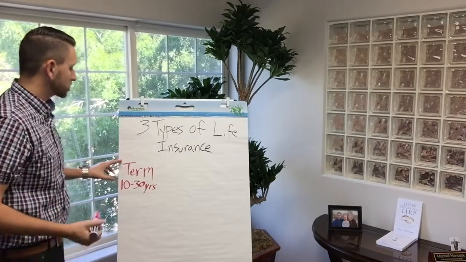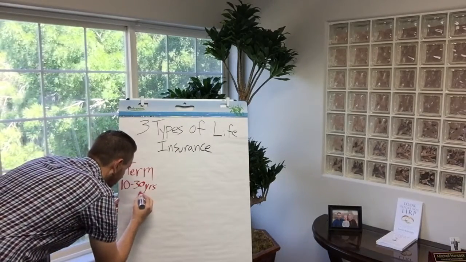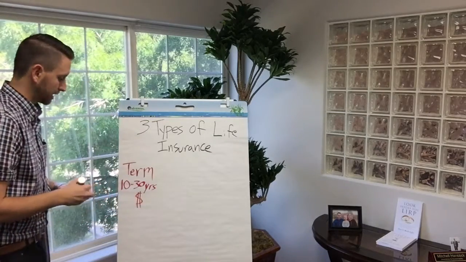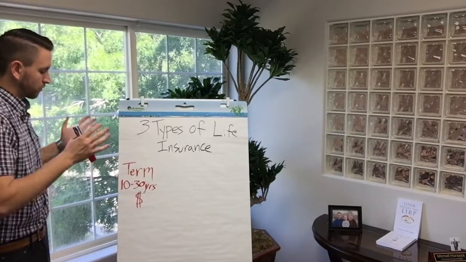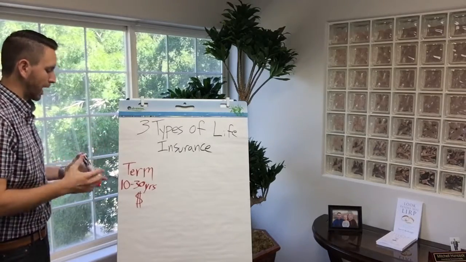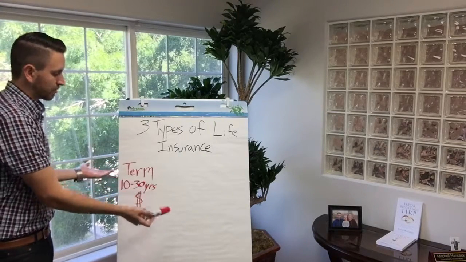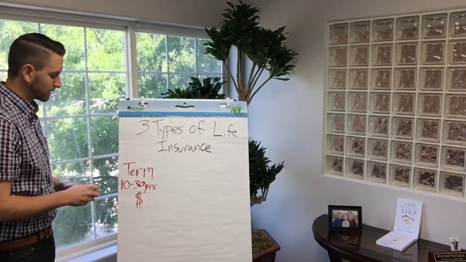Now, why is this the most common type of life insurance? Because the price point on it is typically the lowest, or at least it is when you're young and healthy. You can buy the most amount of life insurance for the least amount of price, and the reason for that is that it's a temporary life insurance policy. It covers you for a set specific period of time.